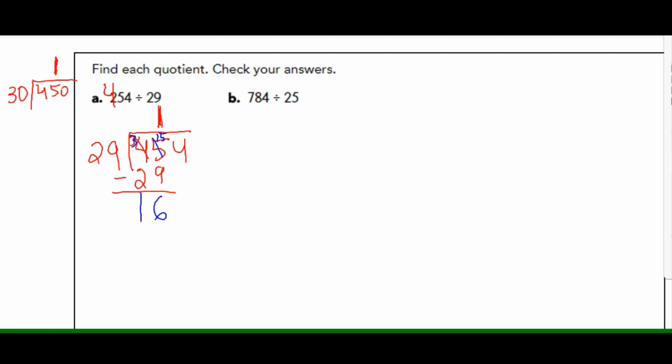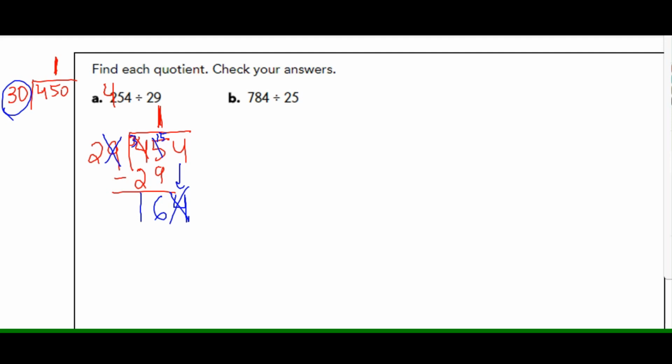Now I know that the 1 is correct because my remainder is not greater than or equal to my divisor, what I wanted a whole group of. So I'm going to bring my next number down, and then I'm going to think, how many times do you think 30 will go into 164? We can ask ourselves, basically this rounds to 30, so we can kind of ignore this. How many times does 3 go into 16? And the answer is 5.